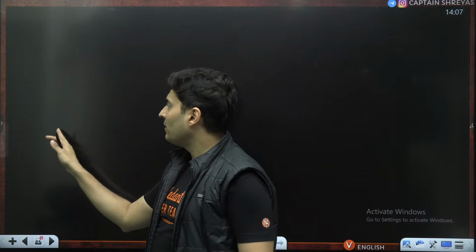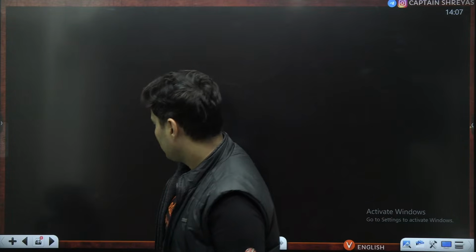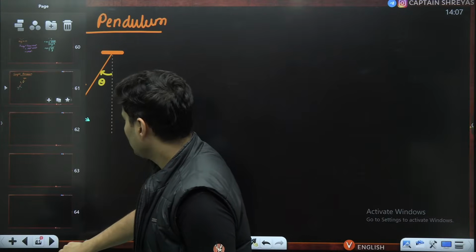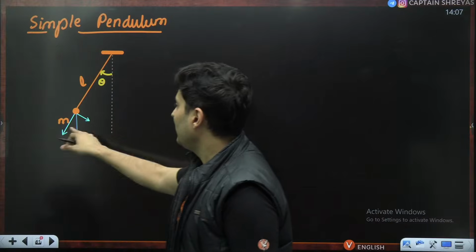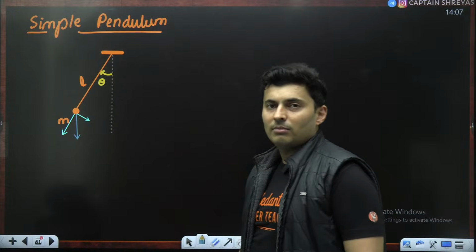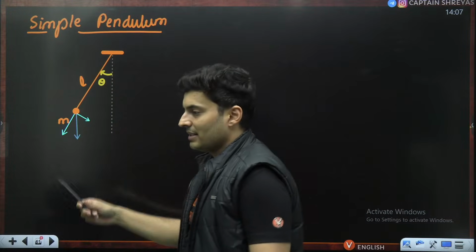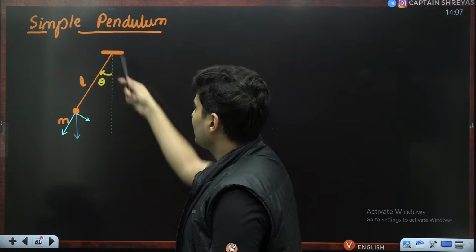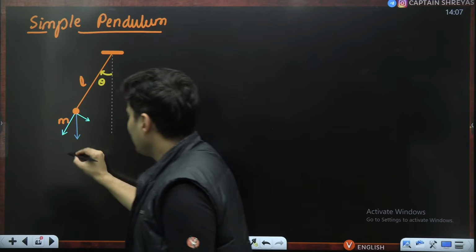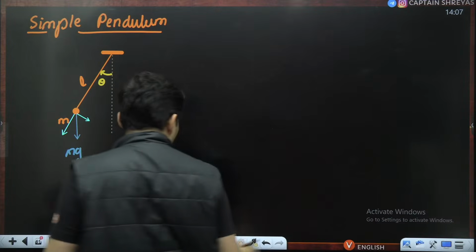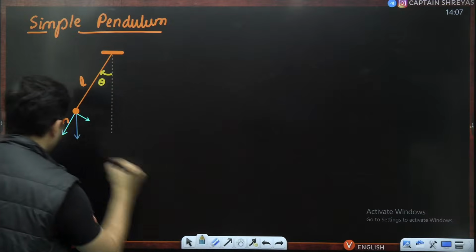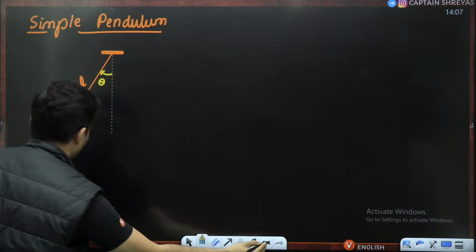So when you have a point mass connected to a hinge point with a massless rod or a thread, that's a simple pendulum. Obviously, again, the same things will happen, like the weight will be there and there will be two components.